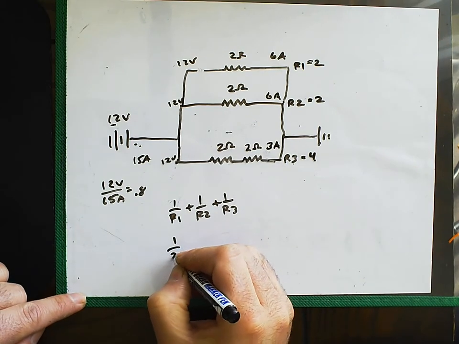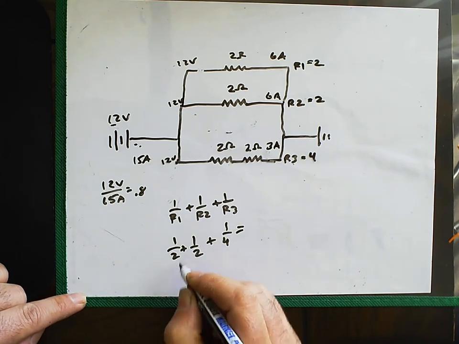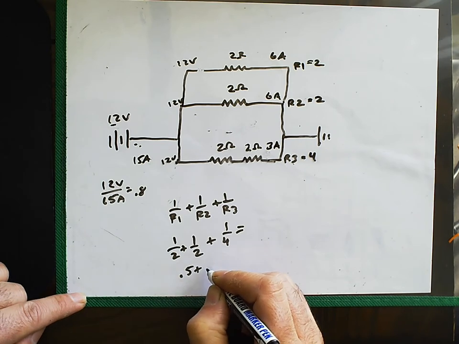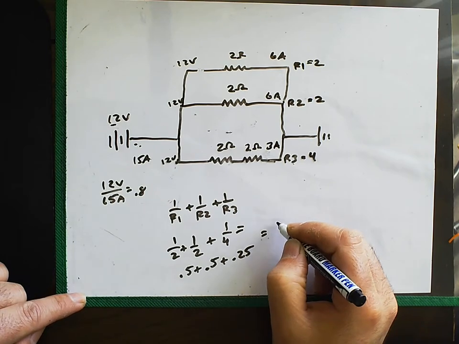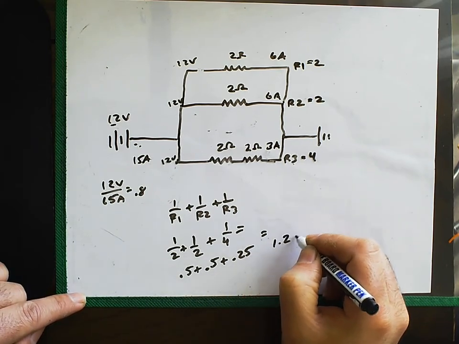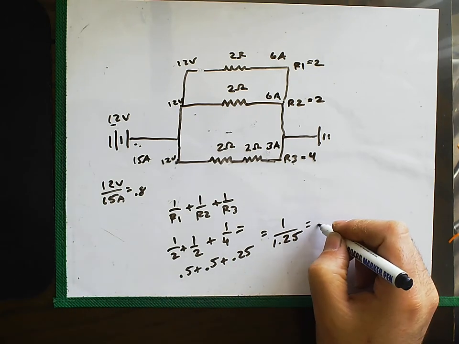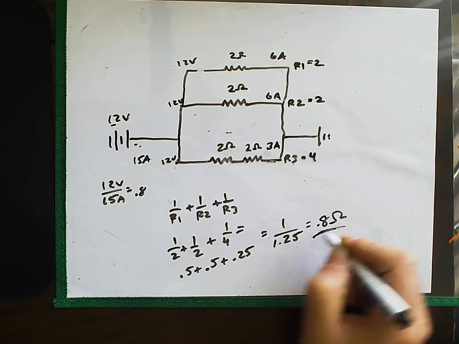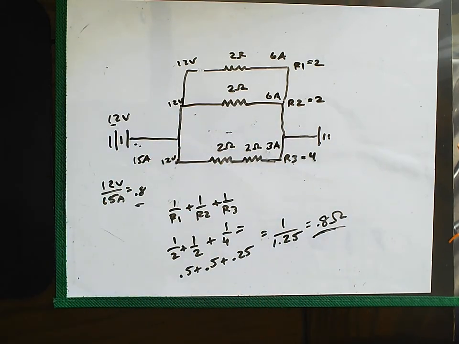So then I'm going to write my formula like this: 1 over 2 plus 1 over 2 plus 1 over 4 equals. I'm going to divide them: 0.5 plus 0.5 plus 0.25 equals 1.25 over 1. And I'm going to divide 1 by 1.25, and I'm going to get 0.8 ohms, which is the same as what we did here. This is solving a parallel circuit. It's a little bit longer, but I showed you guys the different things that can happen. Let me know if you guys have any questions.